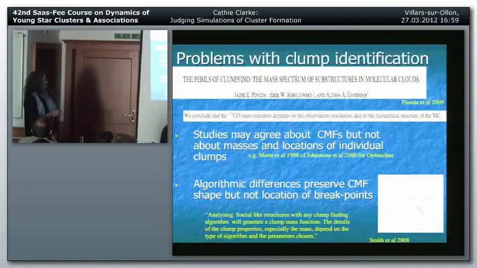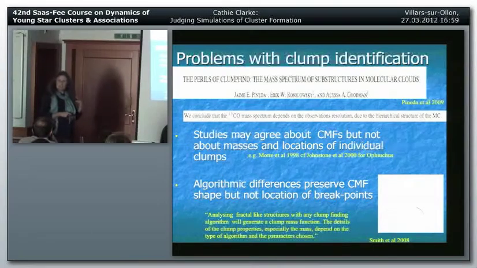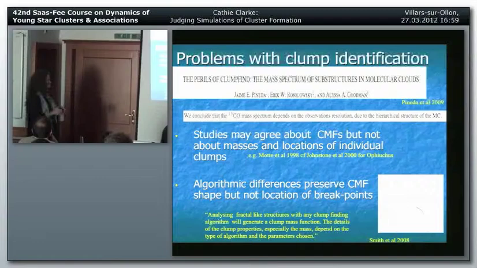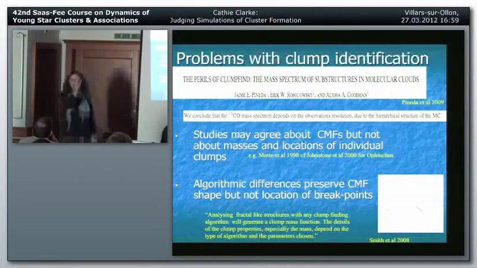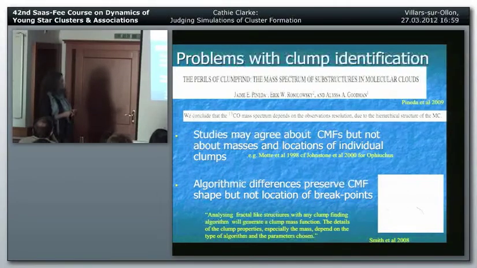I was just saying that in these two analyses of Rho Oph, both sets of authors agreed on the clump mass function, but they actually disagreed on the clumps. And they were both using millimetre data. So again, this sort of discourages me from thinking that every clump is a well-defined entity which one can therefore, you know, map onto a star.